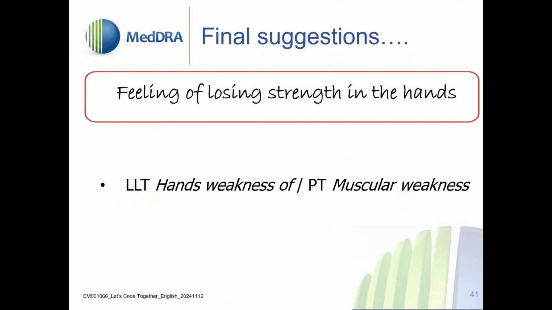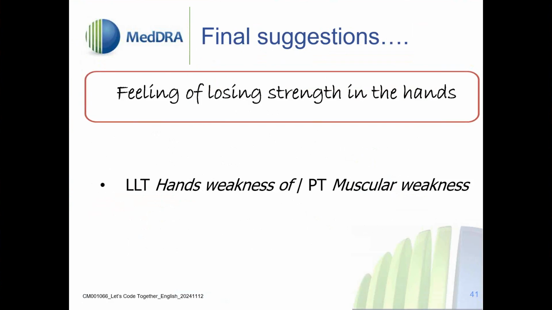So with this, we would suggest to code this verbatim to hands weakness of. The wording describes a subjective feeling, but due to the reference to the weakness in the hands, so making it more specific, we would rather understand this as an objective perception by the patient. And most of you voted for it, so well done.